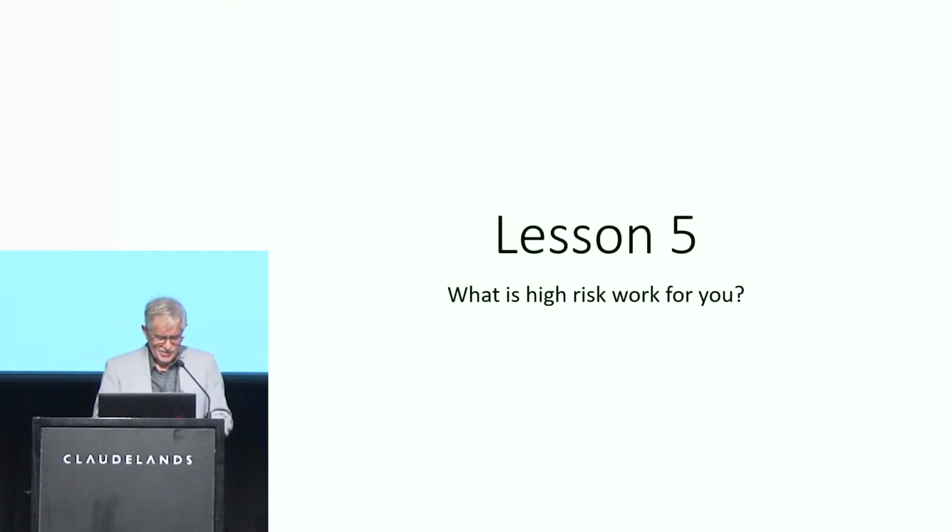Lesson 5. Identify work that's high risk for you in your practice. I call these red light projects. And the classic for me was a retaining wall on a boundary with two neighbours. So if something goes wrong, you immediately have two parties arguing as to who is to blame. Visit the site. See the contours. Check for potential surcharges.